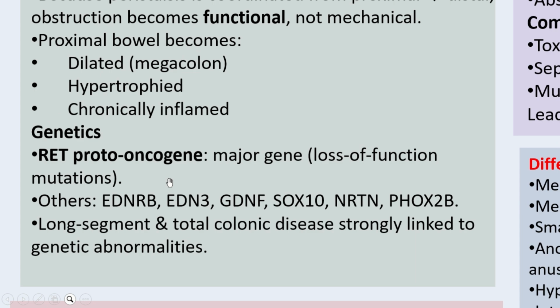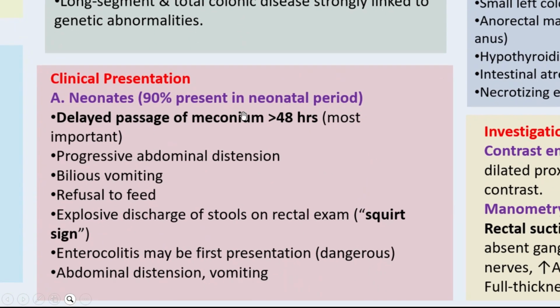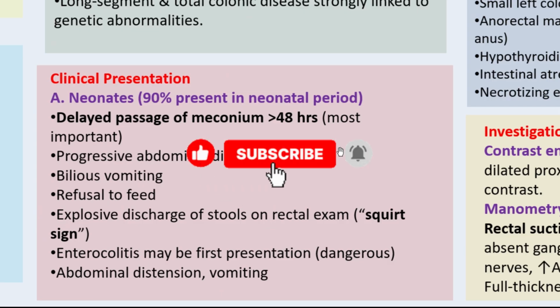Sometimes we have genes that have been found, like the RET proto-oncogene. We have seen this one in the MEN syndromes, and it is the gene that is most of the time affected when it comes to Hirschsprung's disease. But we have others like EDNRB, EDN3, ECE1, SOX10, NRTN, and PHOX2B. And when it comes to long segment and total colonic disease, most of the time these genetic abnormalities are strongly indicated.